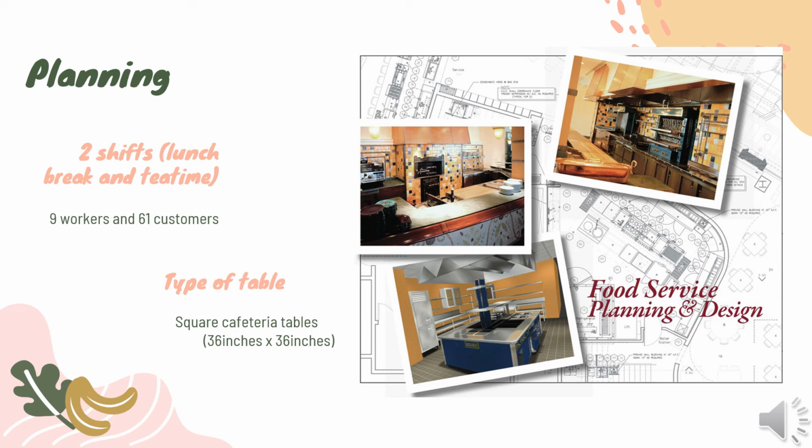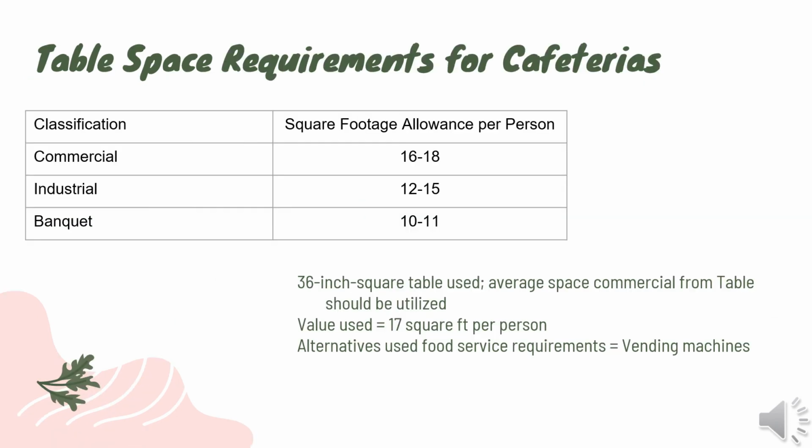and we are using square tables of 36 inches by 36 inches. Our cafeteria is classified as commercial, so for 36-inch square tables, the average commercial space per person should be utilized, which is 7 square feet per person, and we include a vending machine as an alternative to meet the service requirement.